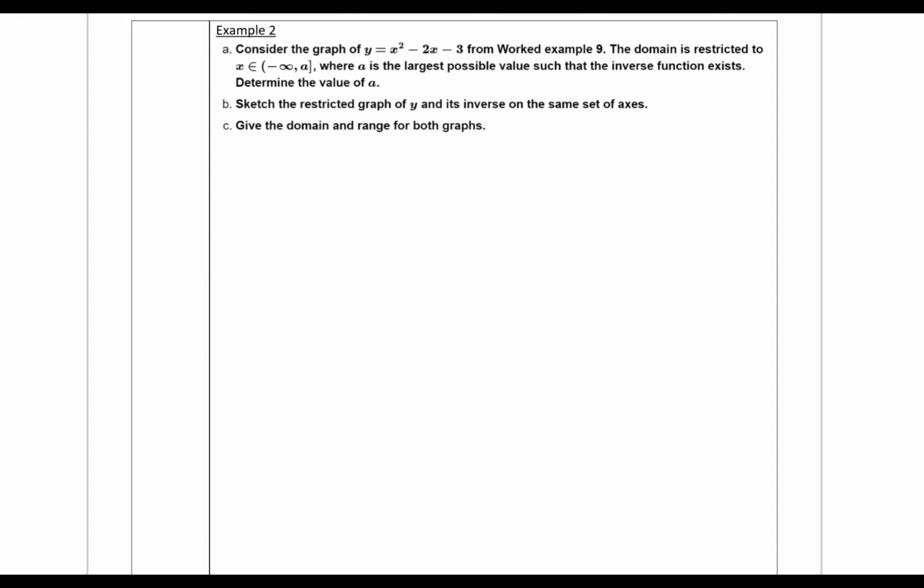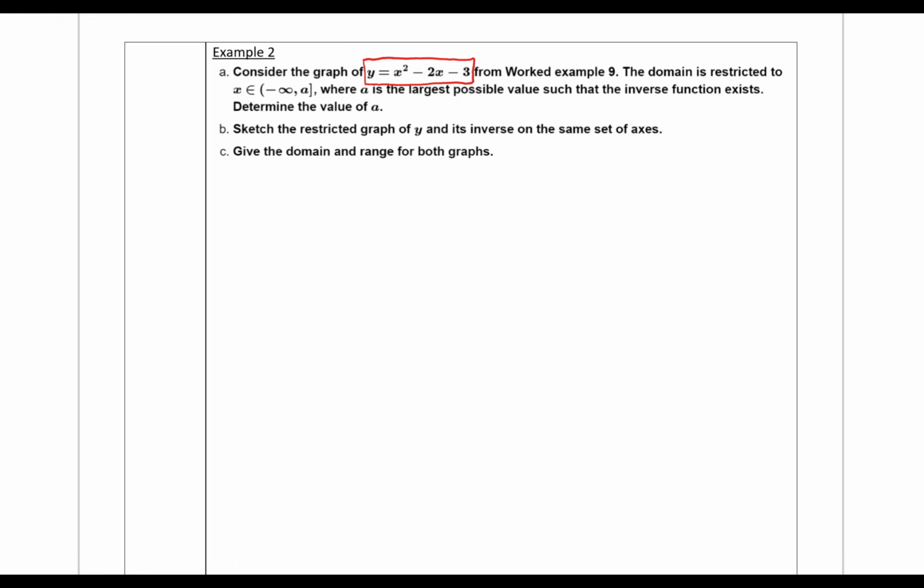Now, we can already use everything we know about it, so we'll just box it off and remind ourselves that we can use that. This time though, we're being told that the domain is restricted to -infinity to a. Now it's telling me that a is the largest possible value such that the inverse function exists. This is a very common way that the exams in VCE methods will ask you to find the largest domain. If it's a quadratic, this always means restrict at the turning point.